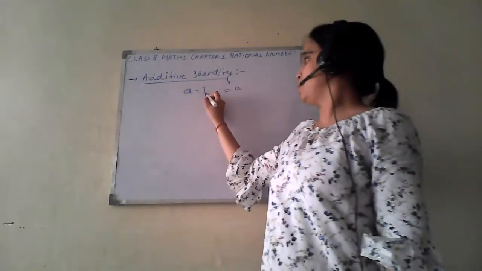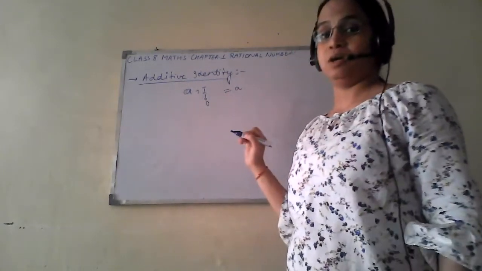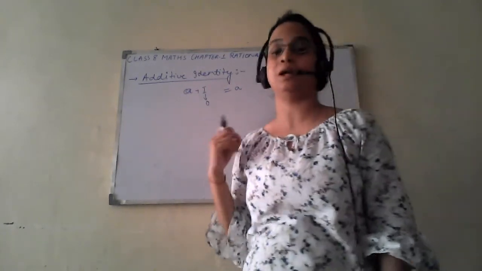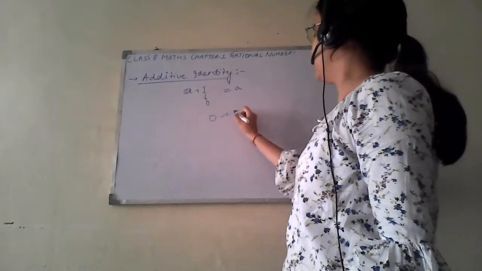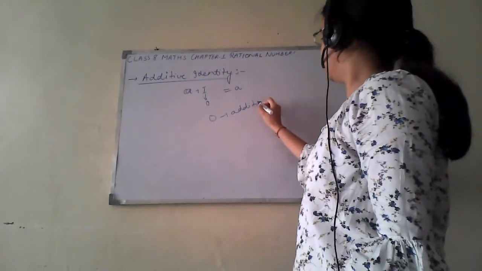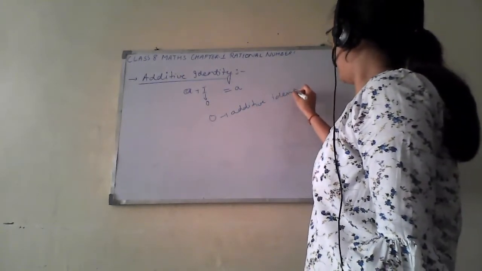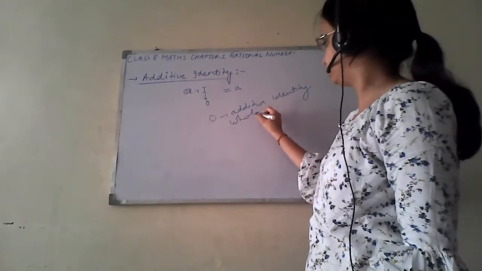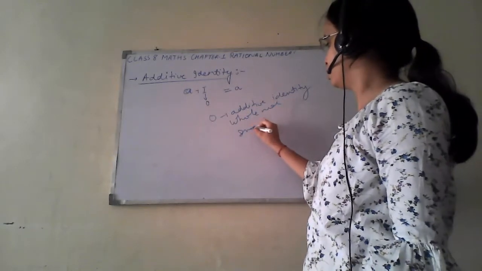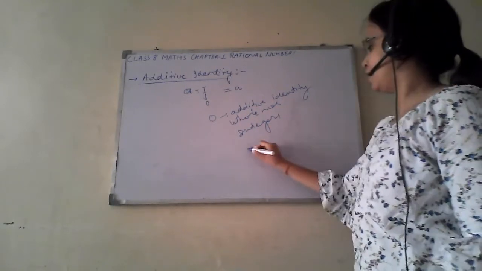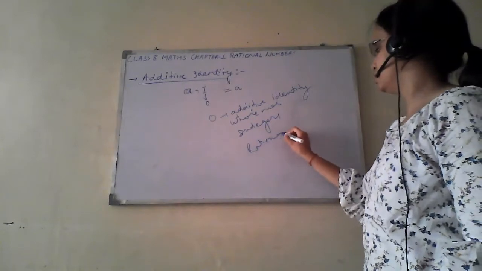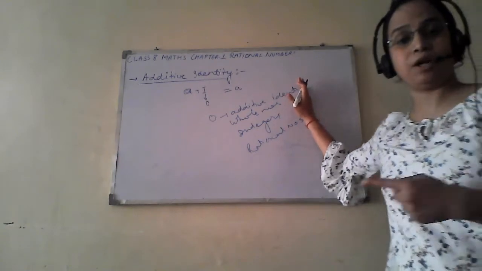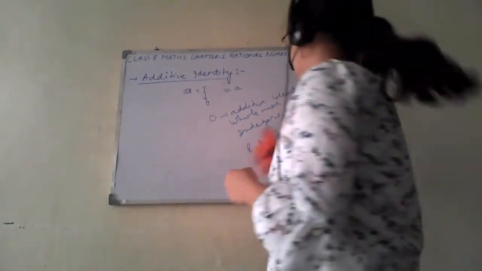Yes, obviously it will be 0, because if we add 0 to any number, it will give the same result. So 0 is the additive identity for whole numbers, for integers, and for rational numbers as well.